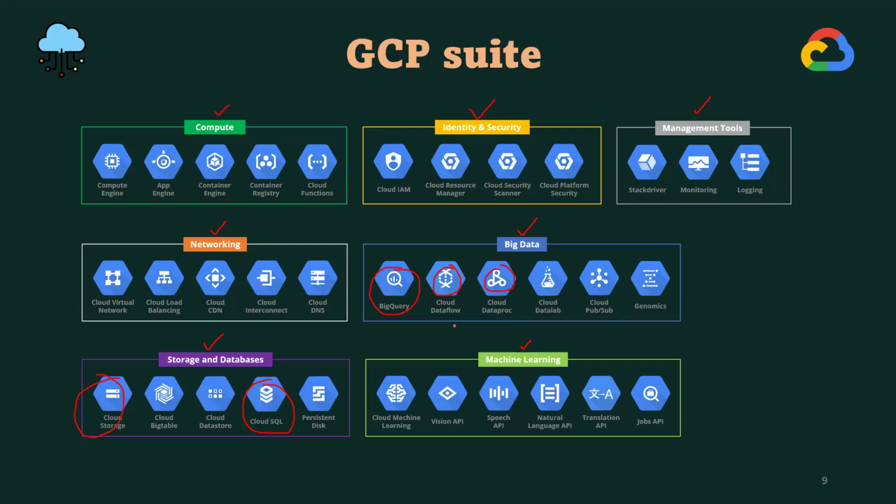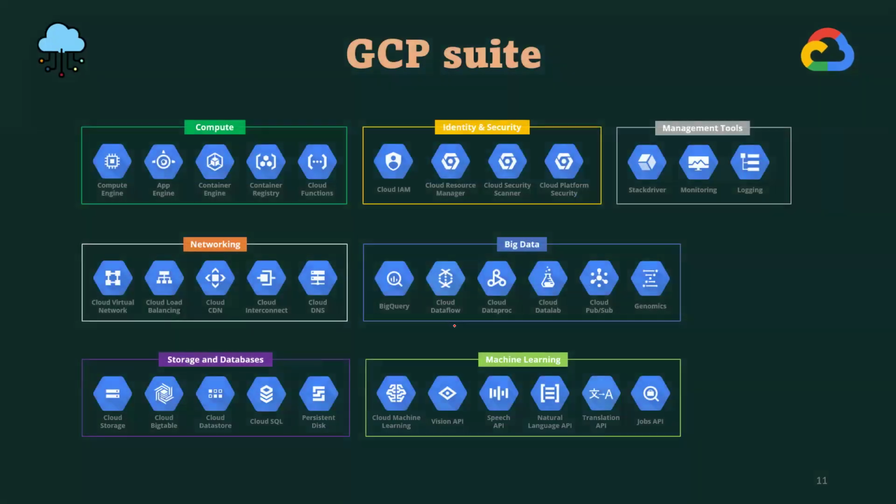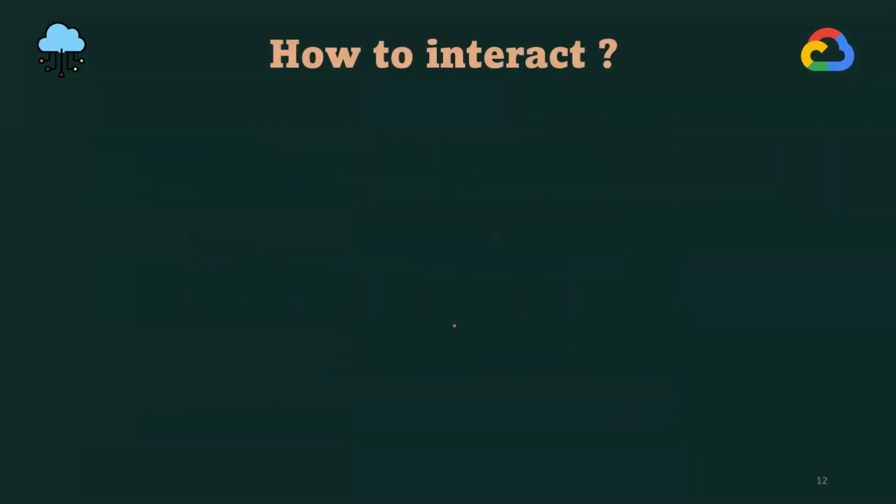Right, sir. So GCP is offering this many set of services, guys. That's the reason it is called a GCP suite, where you have compute, identity, networking, big data, storage, and database services. But, sir, as a data engineer, how to interact with these services? Google Cloud Platform is offering you this many services, but how to interact with them?